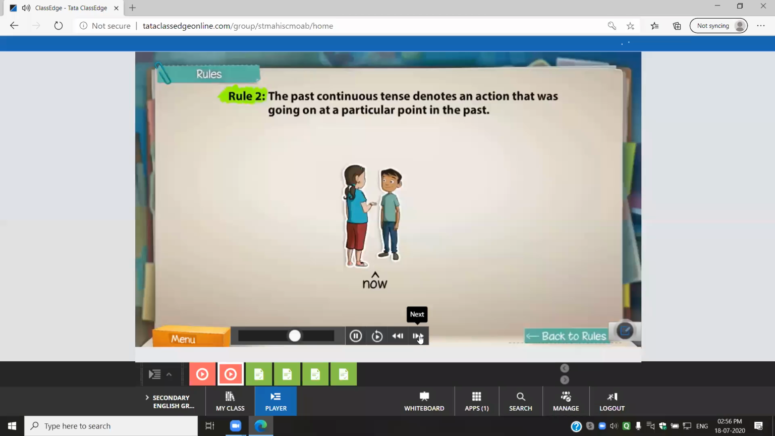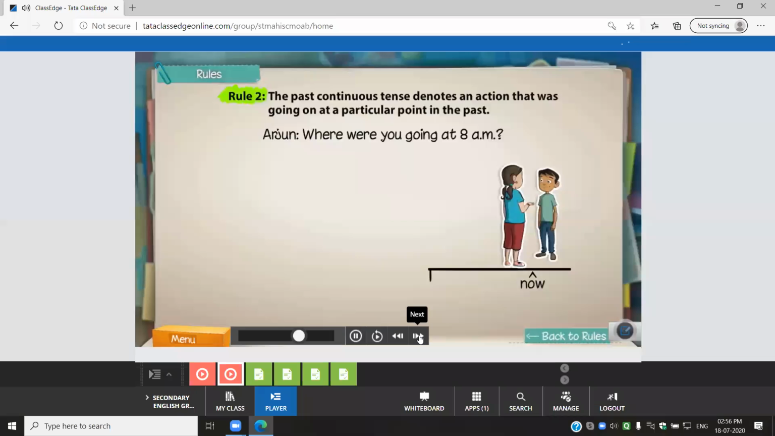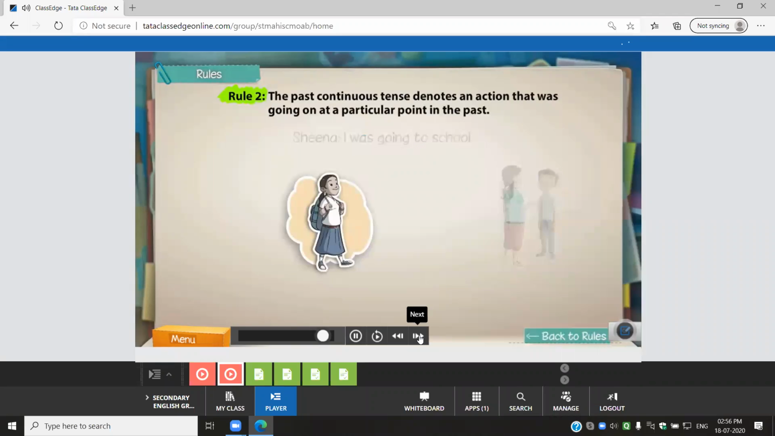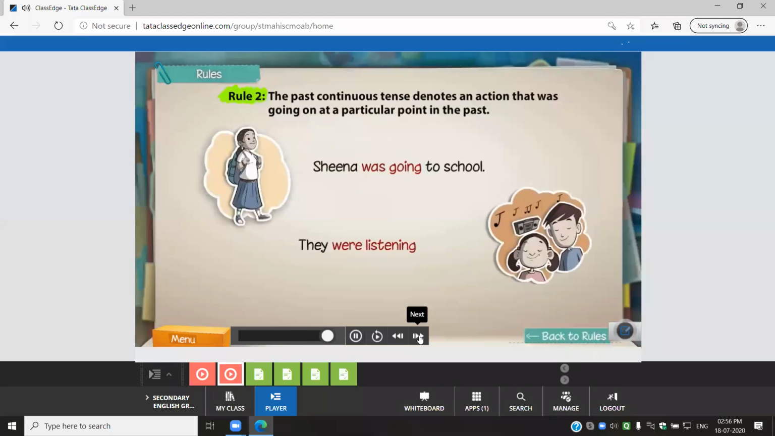Where were you going at 8 a.m.? I was going to school. In this sentence too, the action was happening at a particular point in the past. So, the past continuous tense is used here. Notice that the past continuous tense is formed by using was and were with the ing form of the verb.